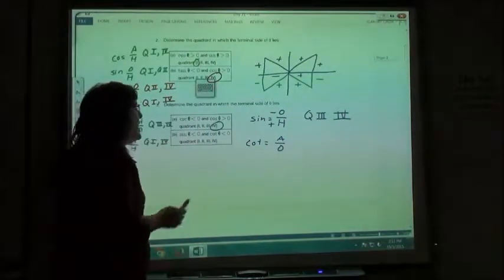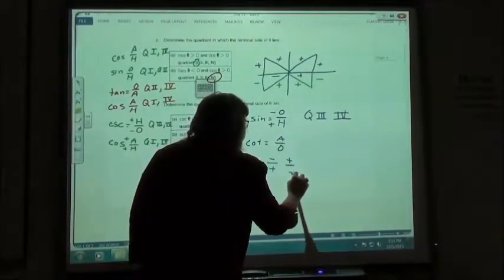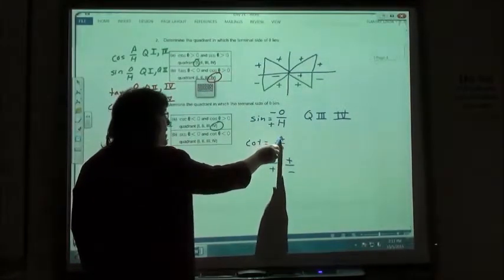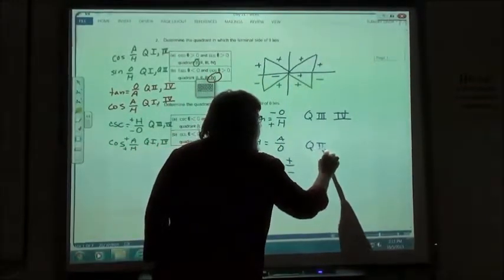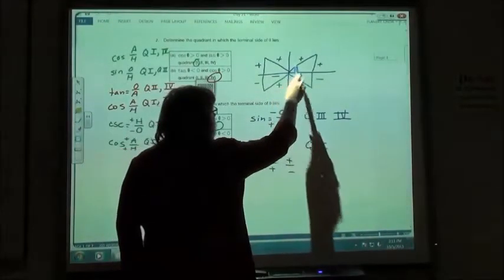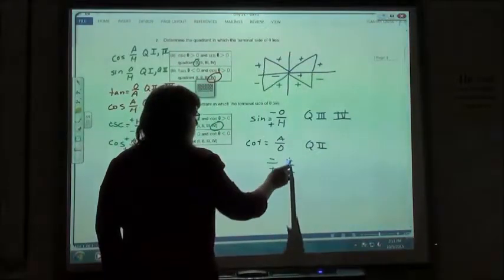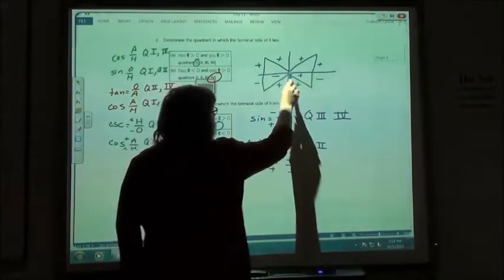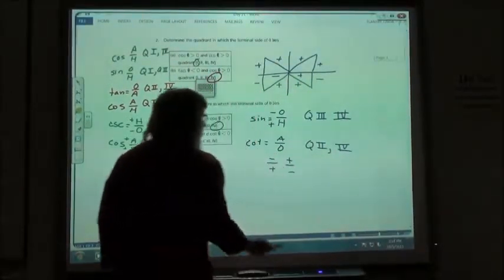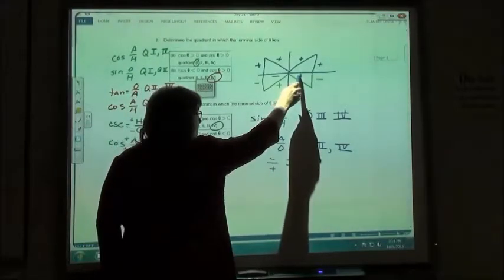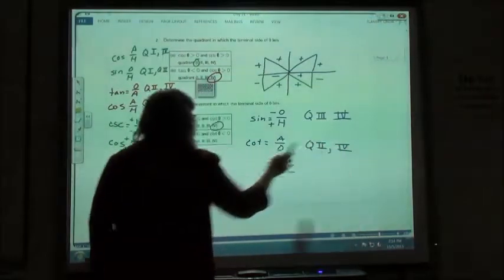Cotangent. We want the cotangent to be negative. So either we have to have a negative over a positive or a positive over a negative. So my adjacent side, we'd have a negative over a positive in quadrant 2. And then a positive over a negative. My adjacent side is positive, positive over a negative in quadrant 4. So adjacent is positive, my opposite is negative, that makes that negative. So what they both have in common is quadrant 4.